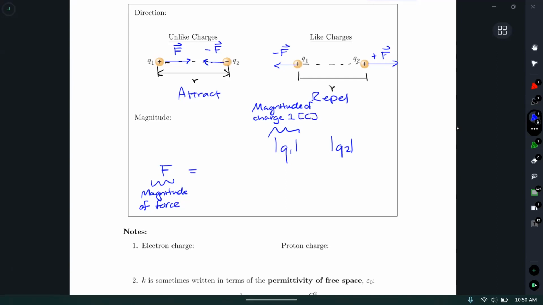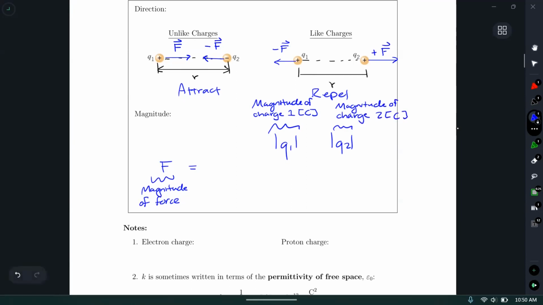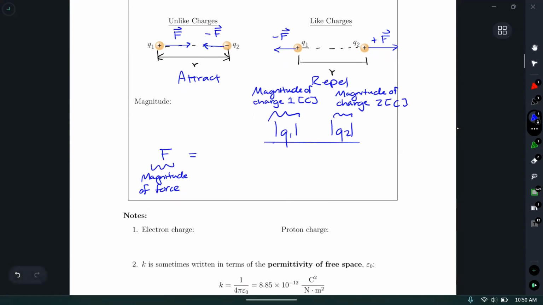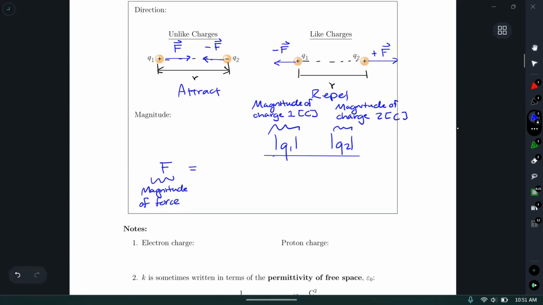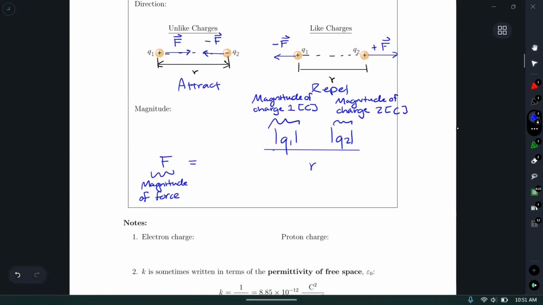Measured in coulombs. And same here for charge 2, also measured in coulombs. And the closer you get, the larger this force becomes, the closer the two charges get to each other. So I should have R in the denominator so that the smaller R is, the larger the force is.